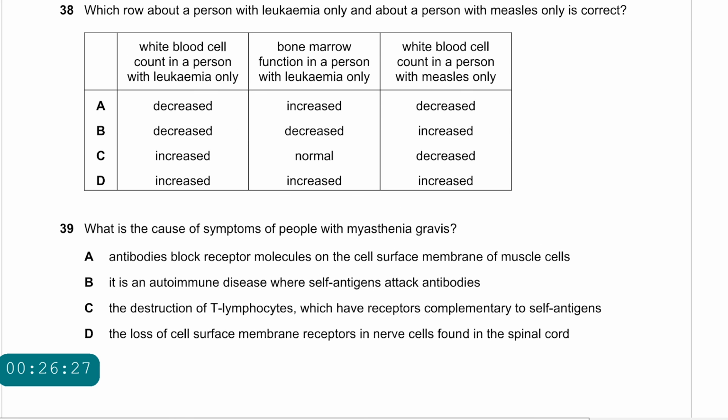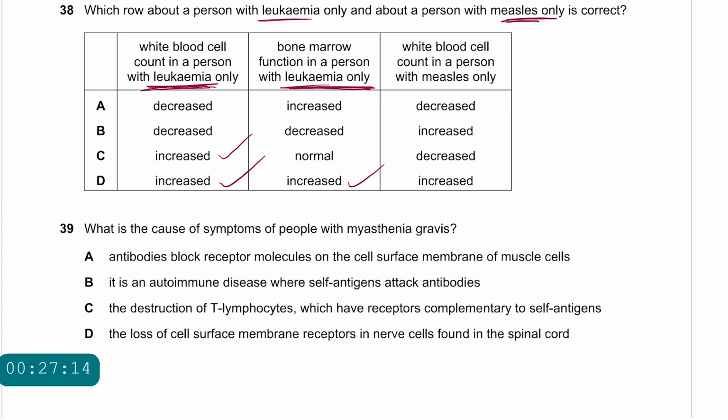38. Which row about a person with leukemia only and about a person with measles only is correct? White blood cell count in a person with leukemia only. So basically leukemia is the uncontrolled division of stem cells producing a higher amount of dysfunctional lymphocytes or white blood cells in general. So because there's an uncontrolled division, there's definitely going to be an increase. Here, definitely the bone marrow function will increase because there's an increased, aka uncontrolled, division.